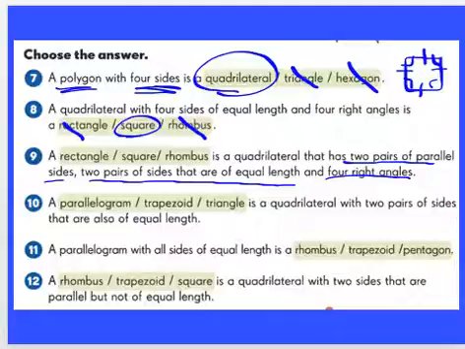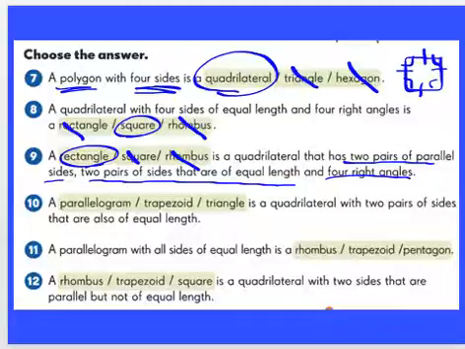So 2 pairs of parallel sides, 2 pairs of sides that are equal length, and 4 right angles. That's a lot of different things. Let's see. I've got a rectangle, a square, and a rhombus as choices, and all of those have 2 pairs of parallel sides. I also need 2 pairs that are equal length. They all have 2 pairs that are equal length, but I need also 4 right angles. So this one's going to be out because it has no right angles. And if they wanted me to pick square, they wouldn't have said 2 pairs of sides that are equal length. They would have said all of them are of equal length. So I'm thinking that they're going for a rectangle here.